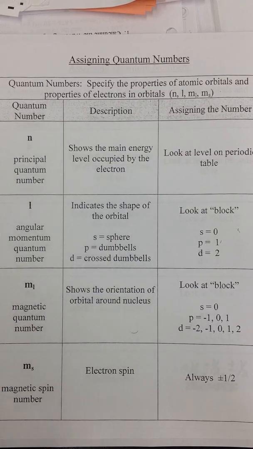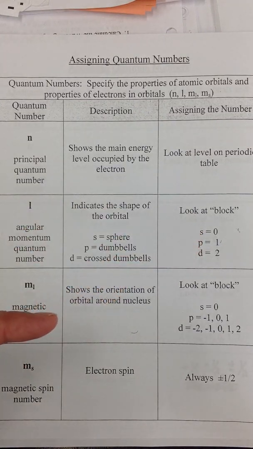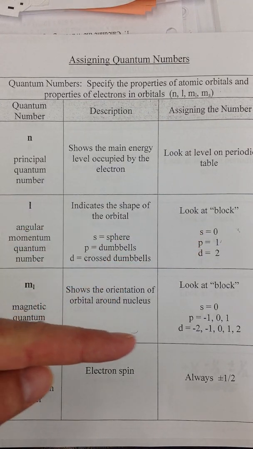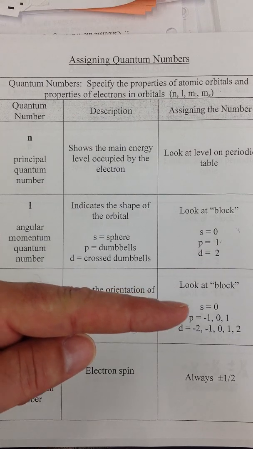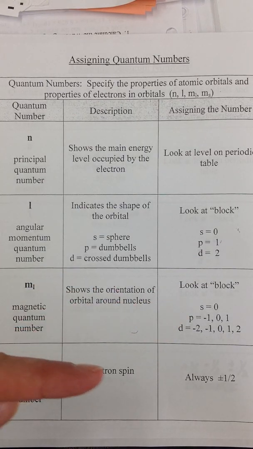So we're going to look at these very closely, but she's done a great job telling you where to find it, what each one stands for, and over here it even gives you the numbers, shows the orientation of the orbital around the nucleus, and shows you exactly what I call the number line. I'll refer to this as the number line. And down here, electron spin.